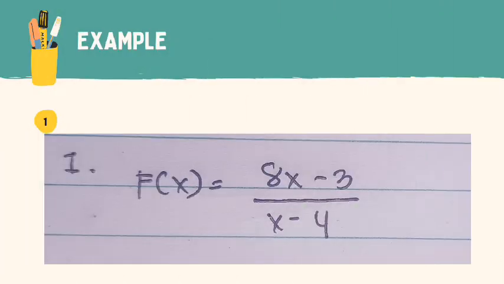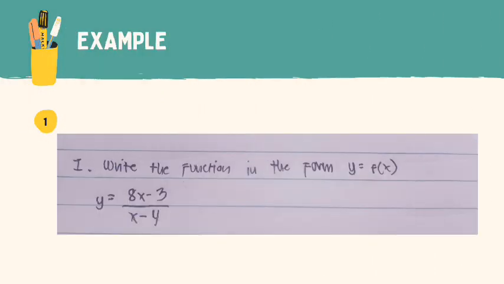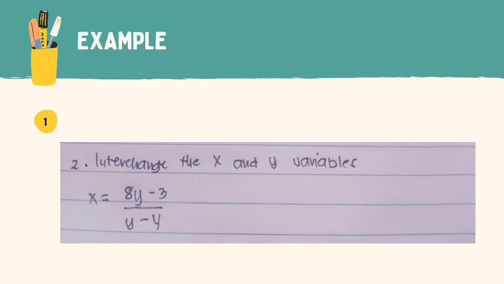So, we have a given rational function here, f of x equals (8x minus 3) over (x minus 4). In order to find its inverse, we need to follow four steps. First step, write the function in the form y equals f of x. So f of x here is changed into y, so it will become y equals (8x minus 3) over (x minus 4). Second step, interchange the x and y variables, so it will become x equals (8y minus 3) over (y minus 4).